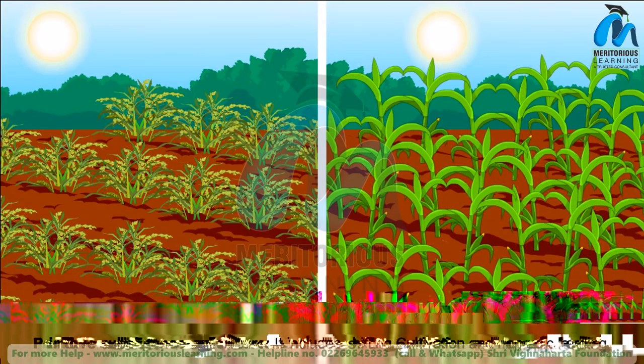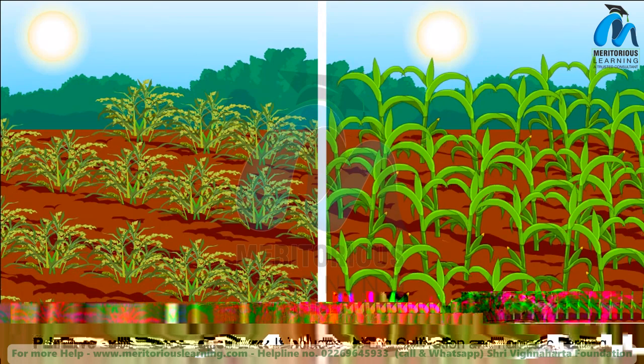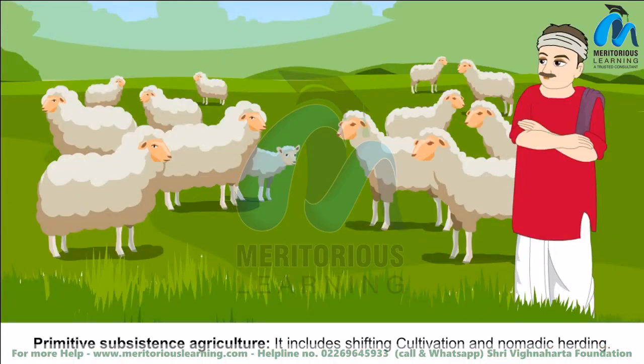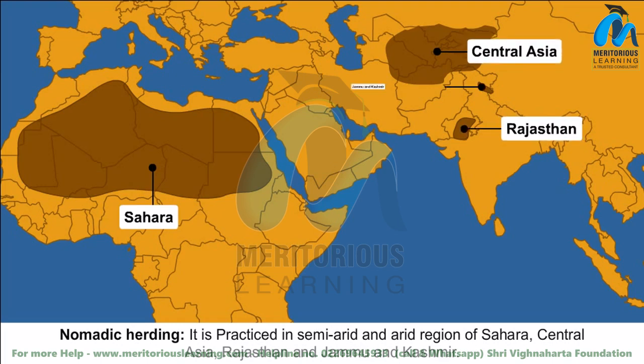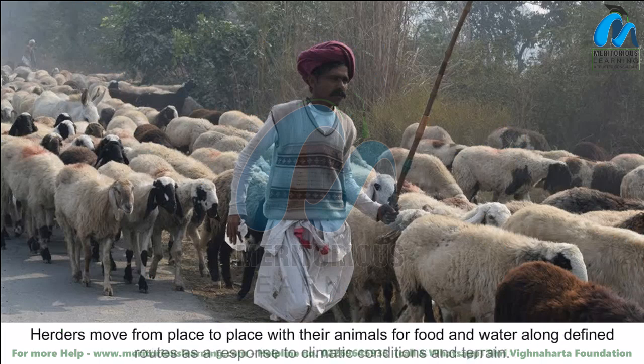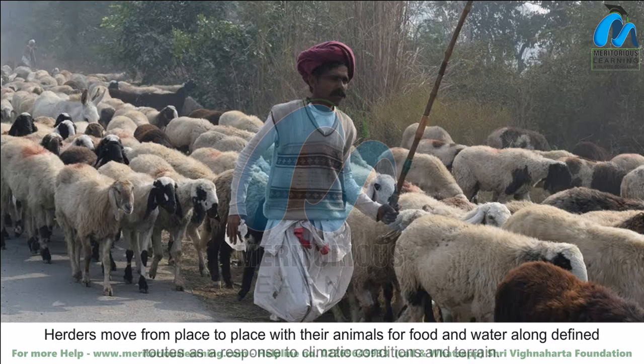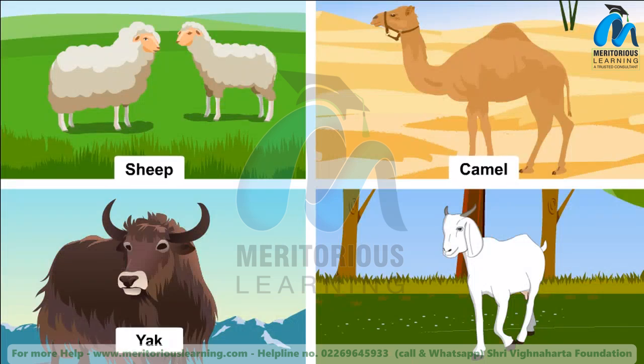Primitive subsistence agriculture. It includes shifting cultivation and nomadic herding. Nomadic herding is practiced in semi-arid and arid regions of Sahara, Central Asia, Rajasthan and Jammu and Kashmir. Herders move from place to place with their animals for food and water along defined routes as a response to climatic conditions and terrain. Sheep, camel, yak and goats are reared for milk, meat, wool and other products.